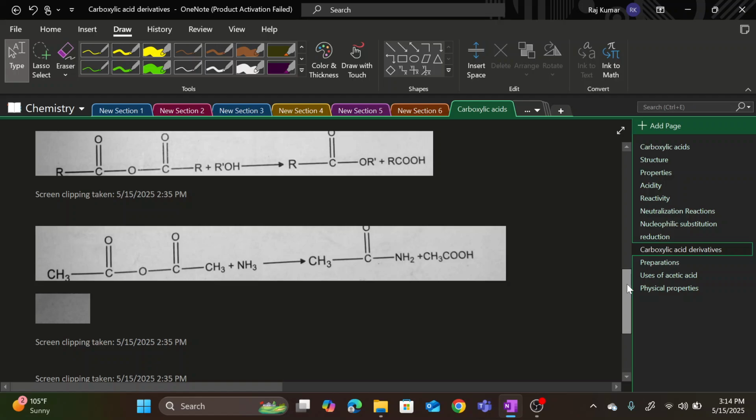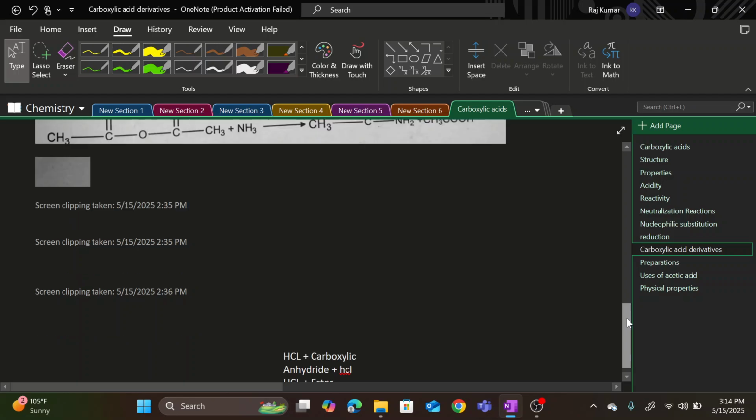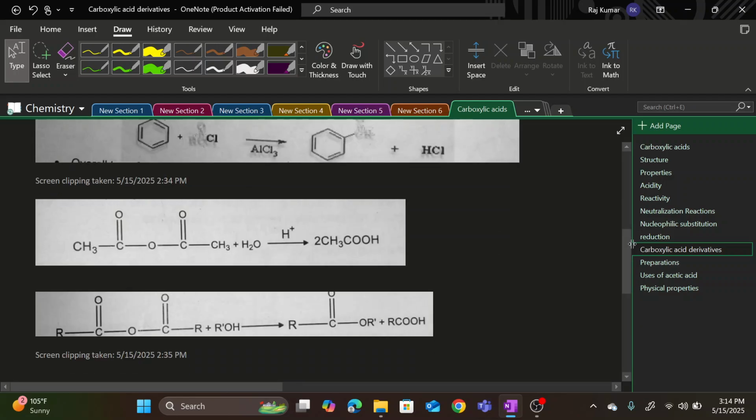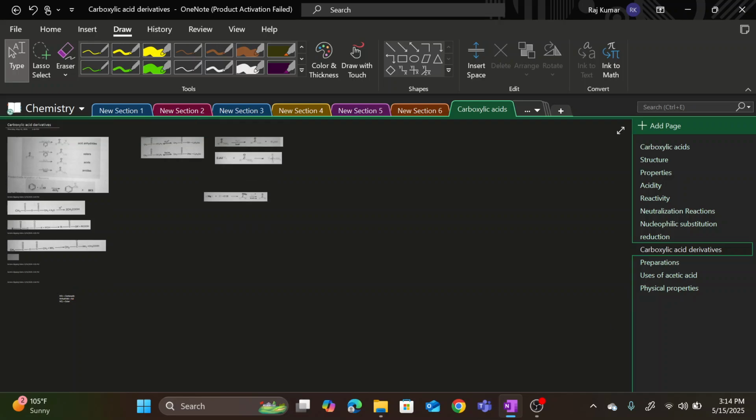And on the other side, when you react it with ammonia, it will produce amide and carboxylic acid. These are important reactions of esters. Now let's move on to a few other reactions.